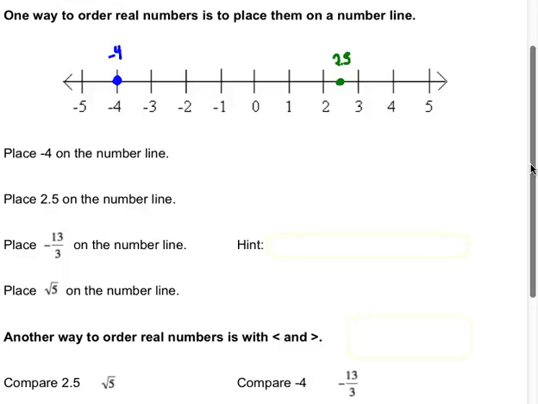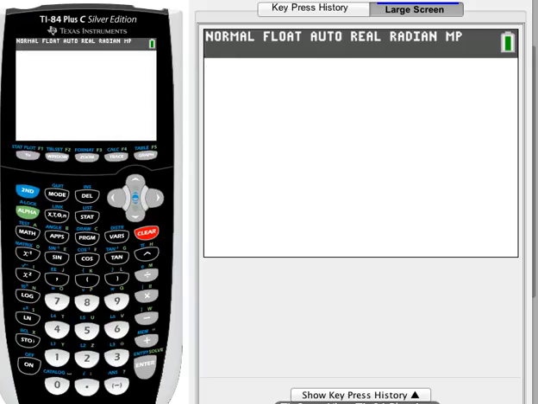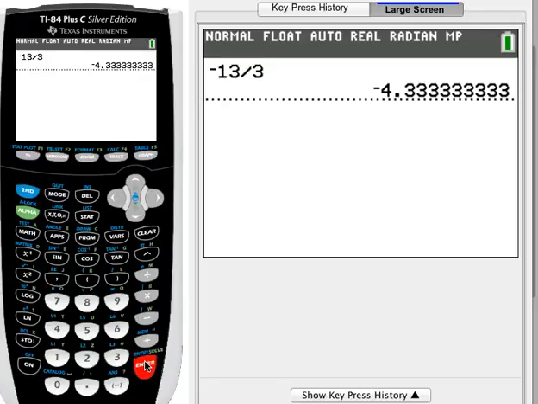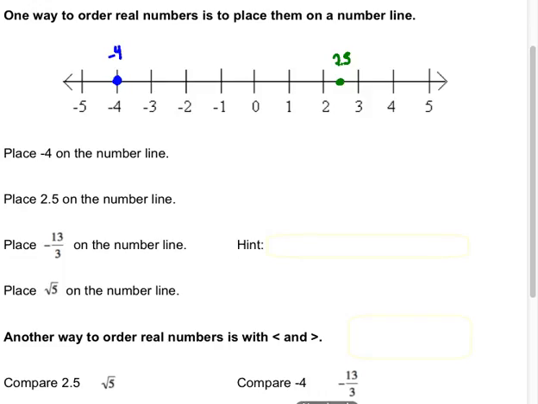When I get to one like -13/3, the easiest way to put that on a number line is first figuring out what it is as a decimal. So I'm going to type that one into the calculator. The easiest way to compare and arrange numbers is by having their decimal form. So here we're talking about -4.3 repeating, which is going to place it a little bit more negative than -4.